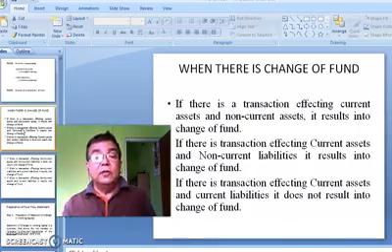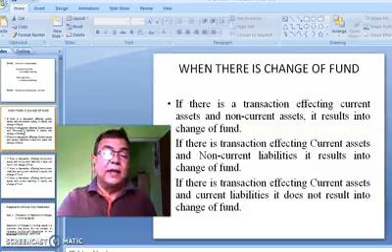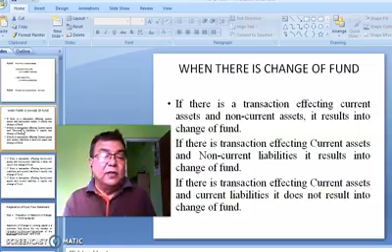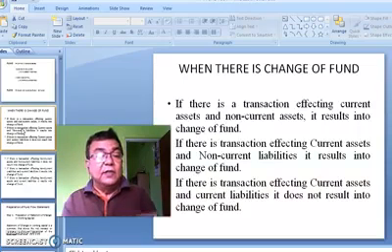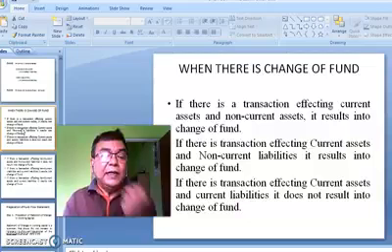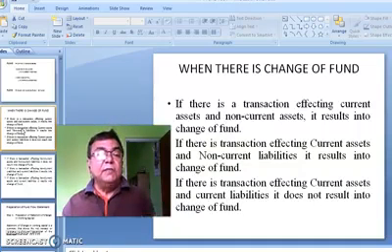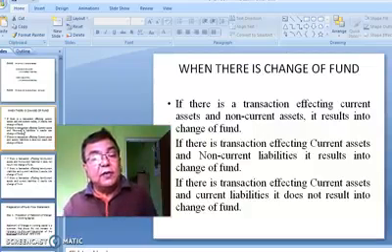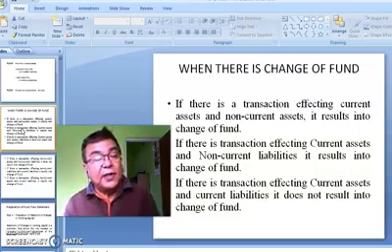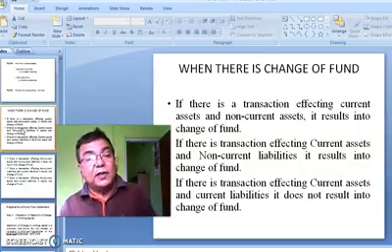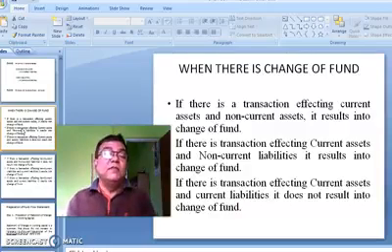Now, the third condition is if there is a transaction affecting current assets and current liabilities, both sides. Say, for example, debtors collected. Say rupees 5,000 collected from debtors. By collecting 5,000 from debtors, the debtors amount will decrease. That is a component of working capital. Cash collected, cash increased, so working capital increased on one side and working capital decreased on the other side. So there is no change of fund.